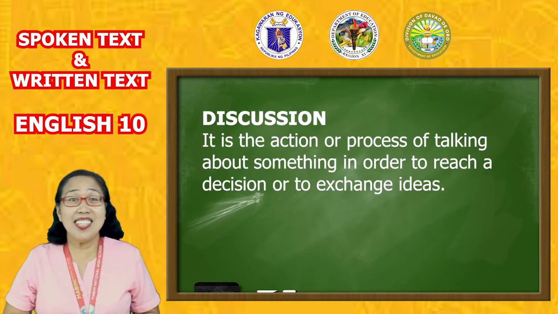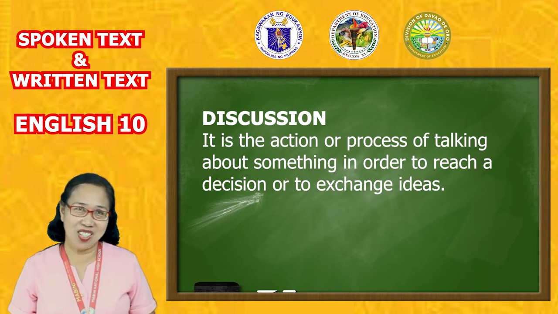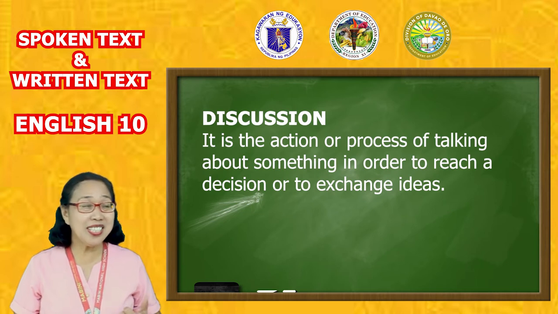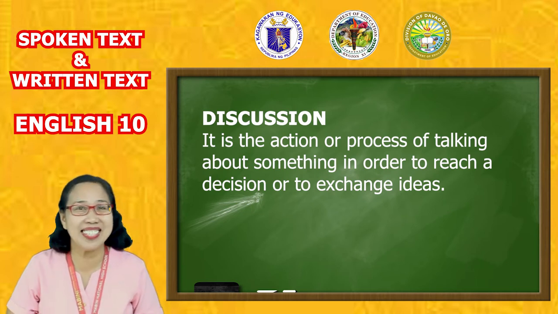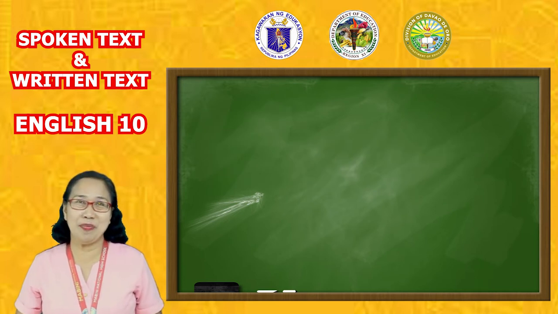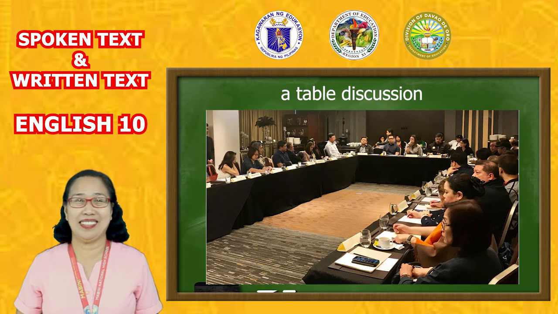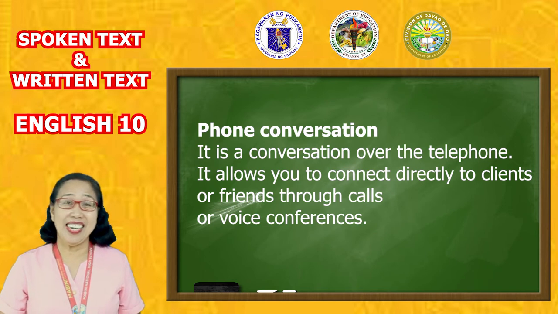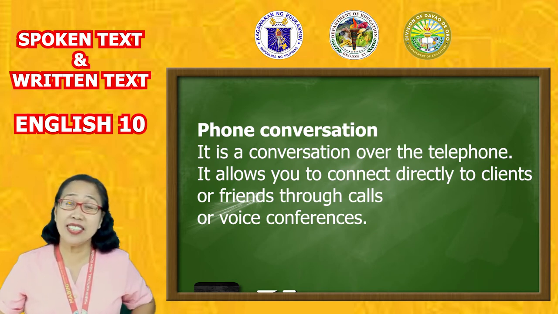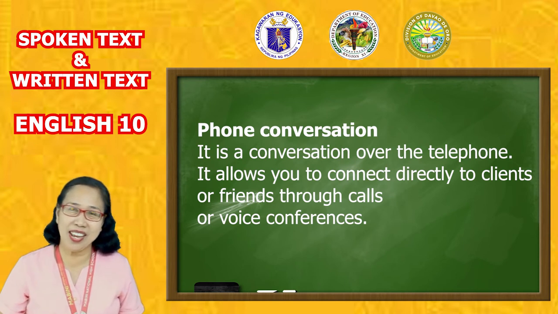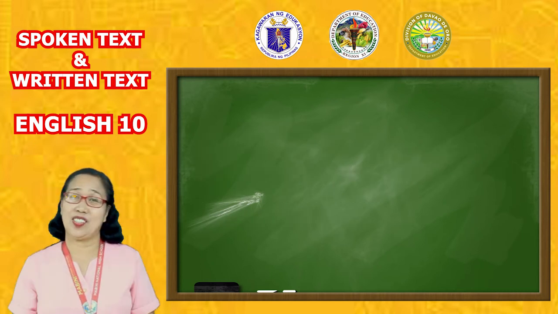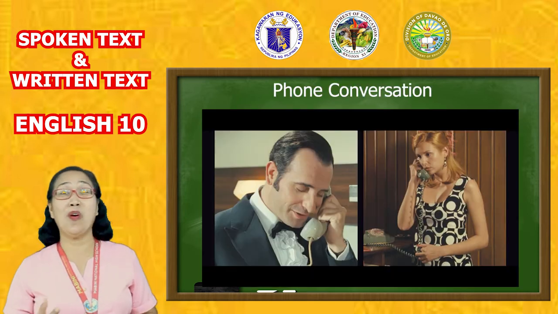Second is a discussion. It is the action or process of talking about something in order to reach a decision or to exchange ideas. Here is an image showing a table discussion. Third is a phone conversation. It is a conversation over the telephone. It allows you to connect directly to clients or friends through calls or voice conferences. Shown on the screen is an image of one conversation.